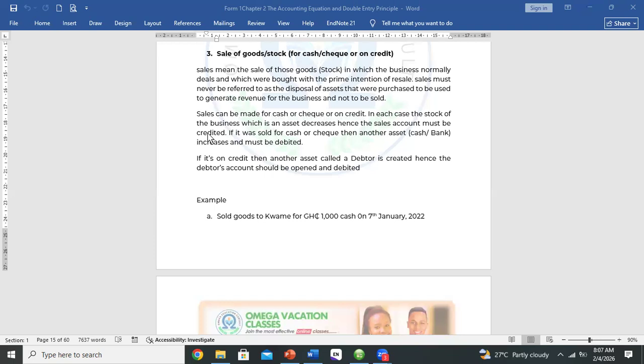If it was sold for cash or check, then another asset (cash or bank) increases and must be debited. But if it's on credit, then another asset called a debtor is created. Hence the debtors account should be opened and debited.